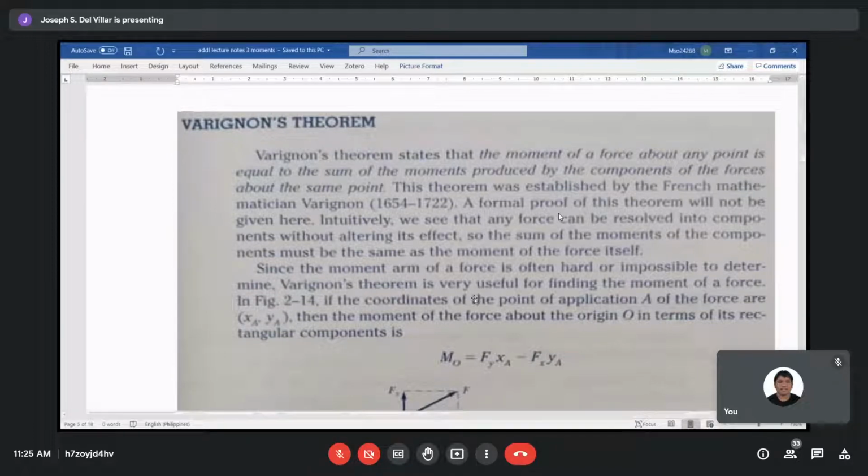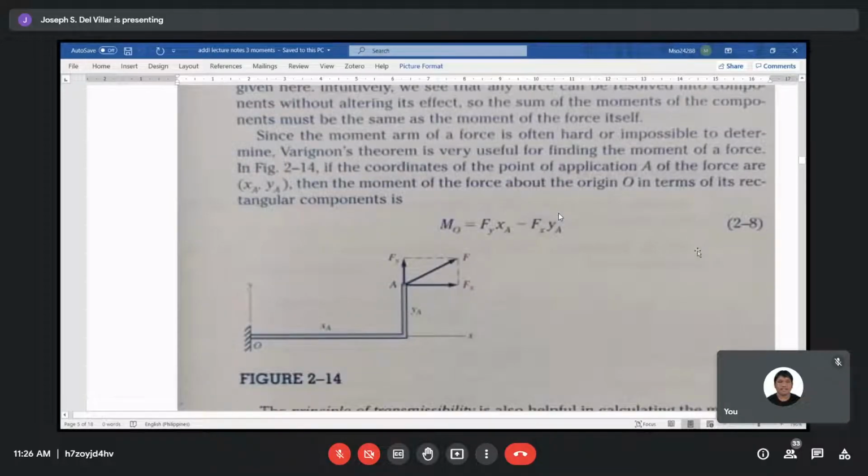So basta importante dito yung perpendicular distance with the line of action of the force and the direction. Okay? Varignon's theorem states that the moment of a force about any point is equal to the sum of the moments produced by the components. Okay? Okay, let's take a look at this figure.